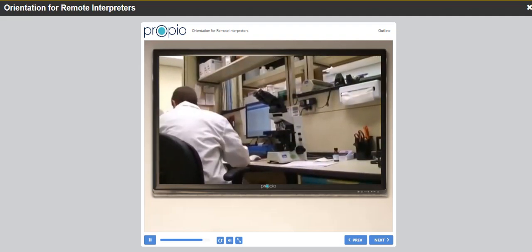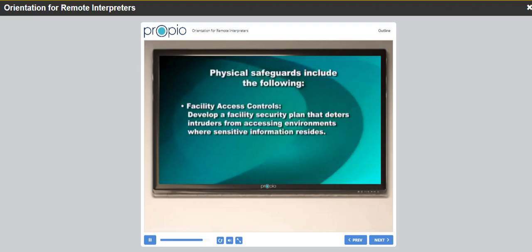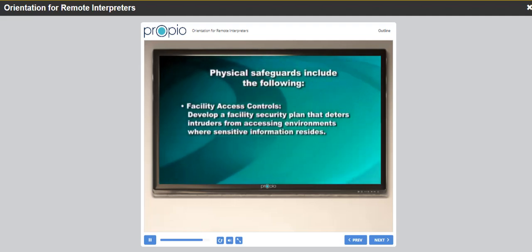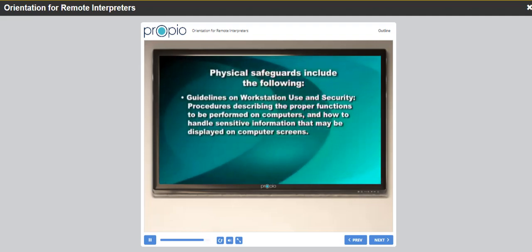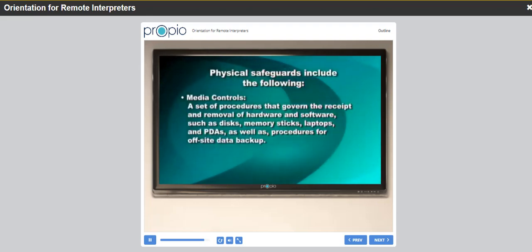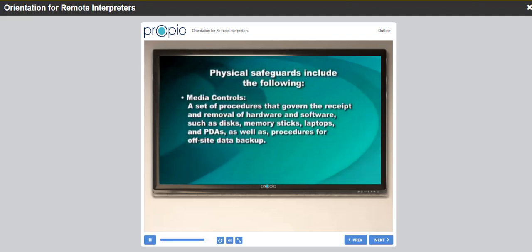Physical safeguards include the following: facility access controls. Develop a facility security plan that deters intruders from accessing environments where sensitive information resides. Guidelines on workstation use and security: procedures describing the proper functions to be performed on computers and how to handle sensitive information that may be displayed on computer screens. And media controls: a set of procedures that govern the receipt and removal of hardware and software such as disks, memory sticks, laptops, and PDAs, as well as procedures for off-site data backup.